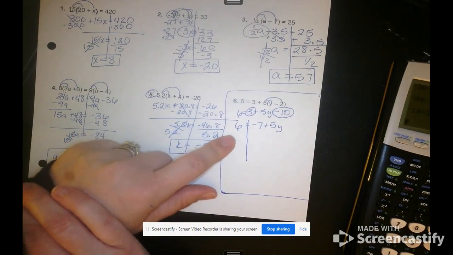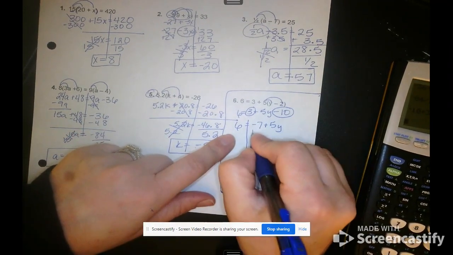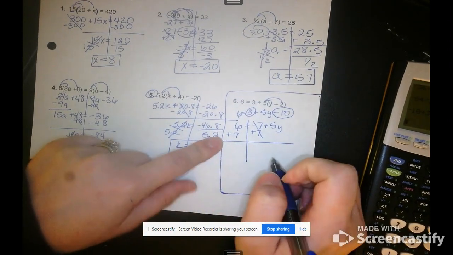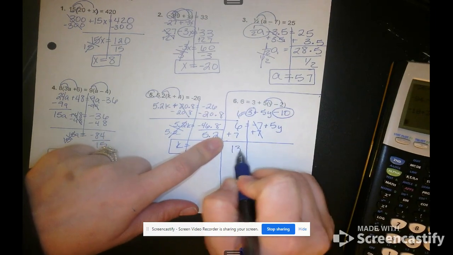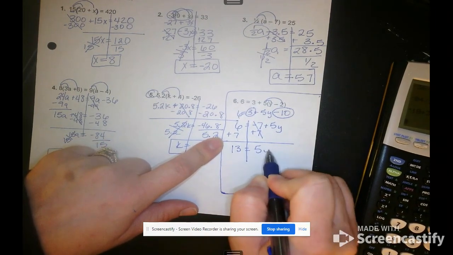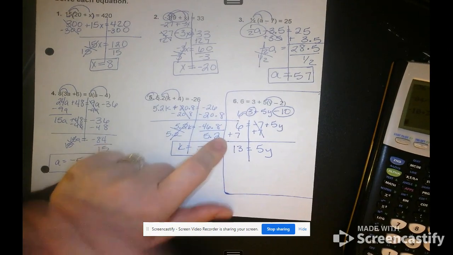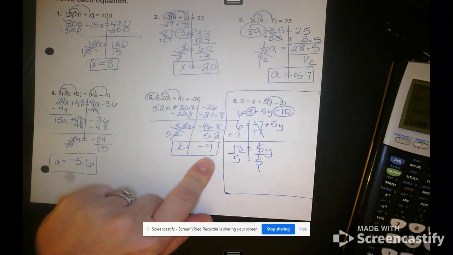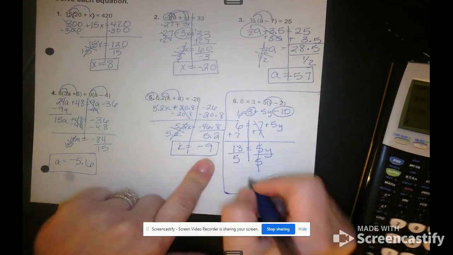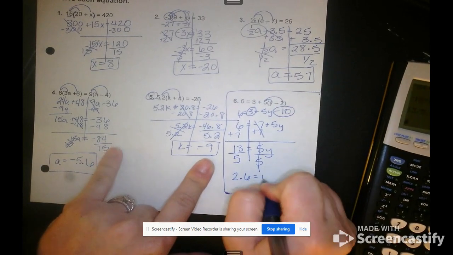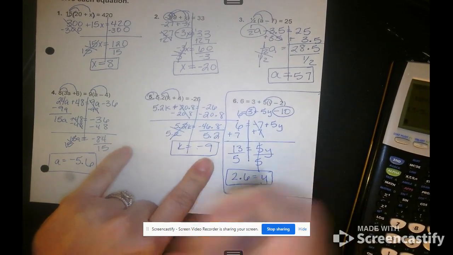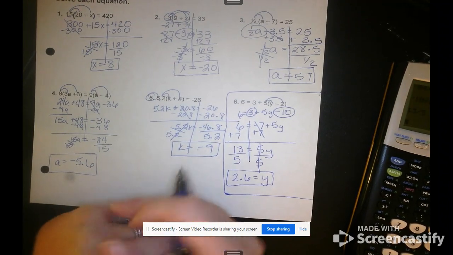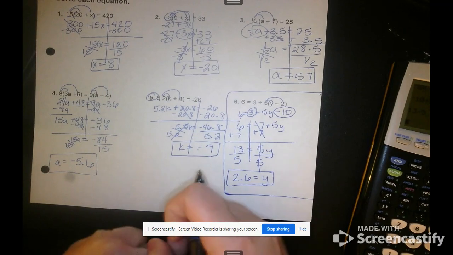What do I do first? Add 7. That gives me, what's 6 plus 7? 13. 13 equals 5y. Then what? Divide by 5. 13 divided by 5 is what? 2.6. Not extremely terrible. Not the best, but not terrible, right?